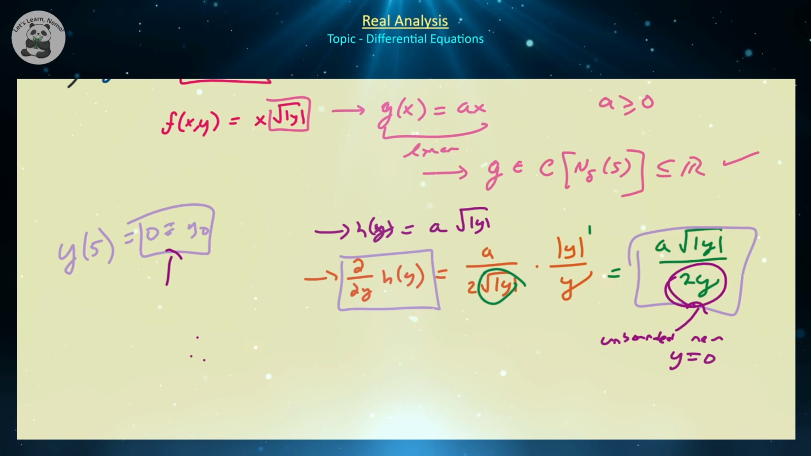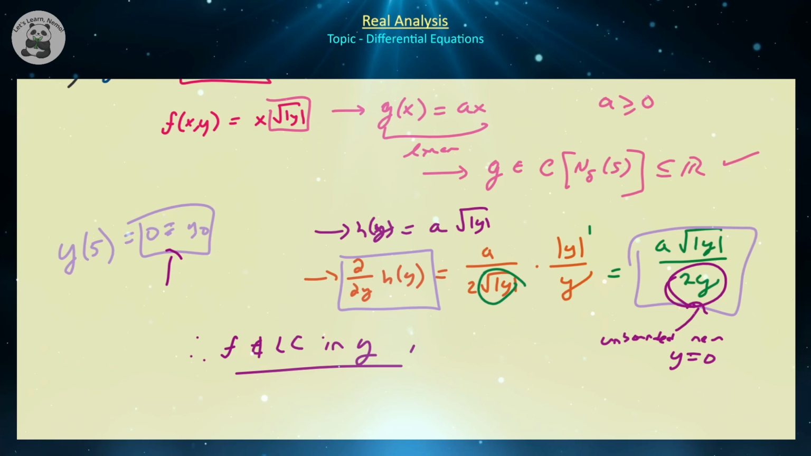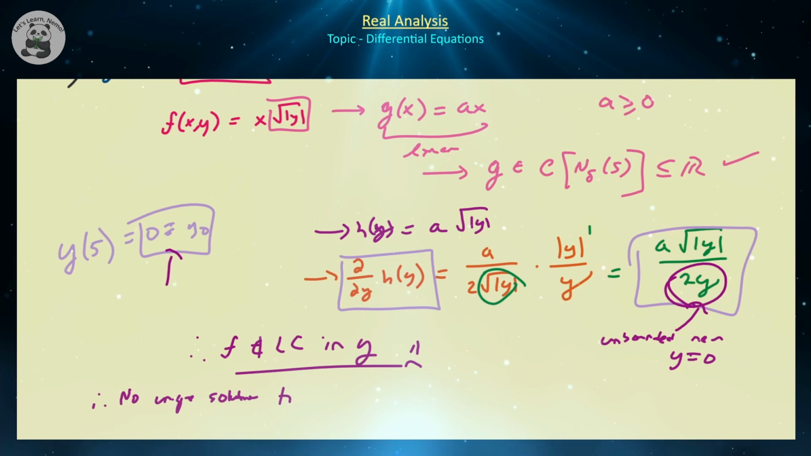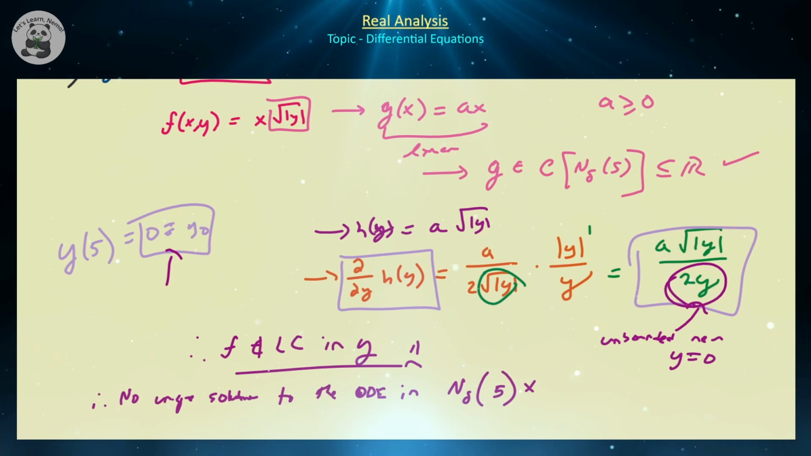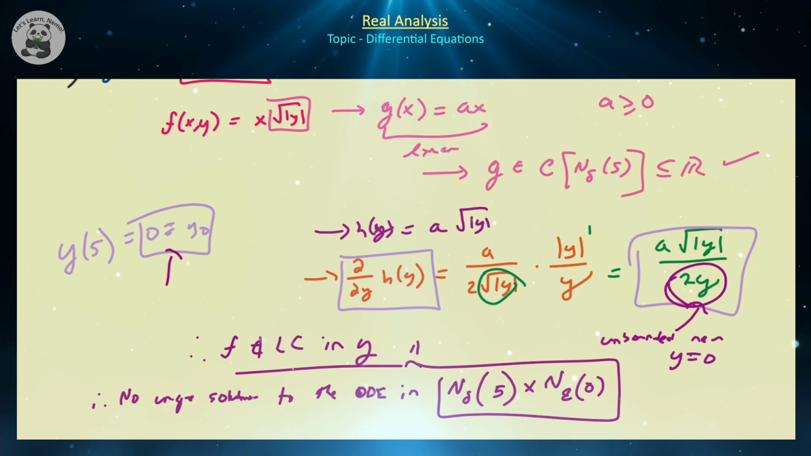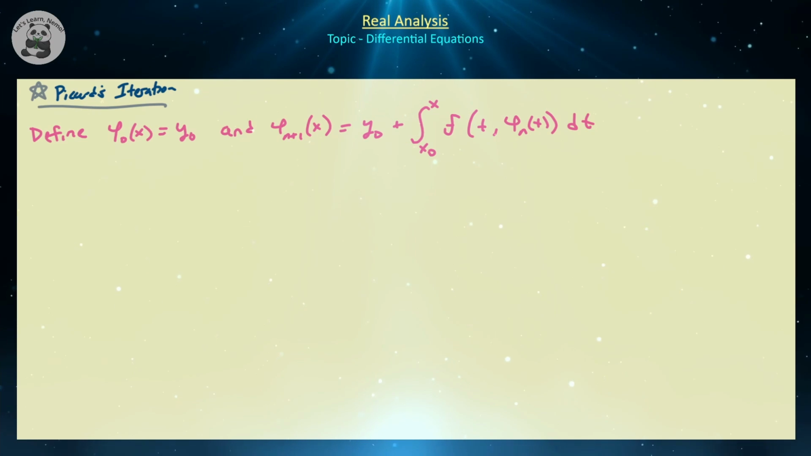That means that this function f is not Lipschitz continuous in y, right? So what does that mean? That means we do not have a unique solution to the ODE in the region of x0 plus or minus delta, Cartesian product, y within epsilon of 0. Now, you could have a unique solution elsewhere, but you won't have a unique solution or even an existing solution at this point.